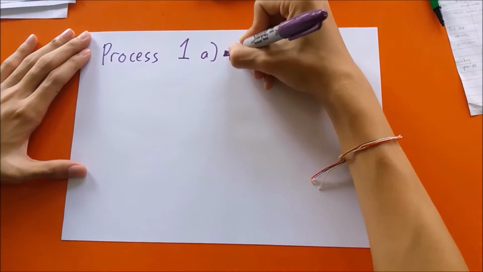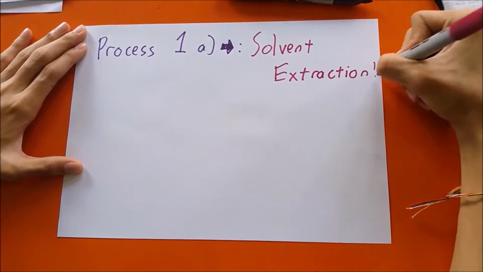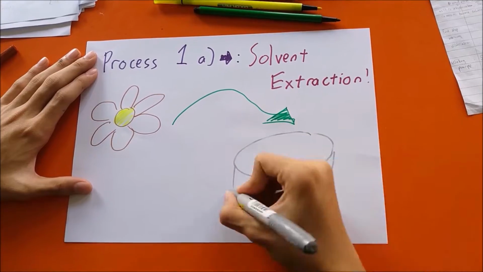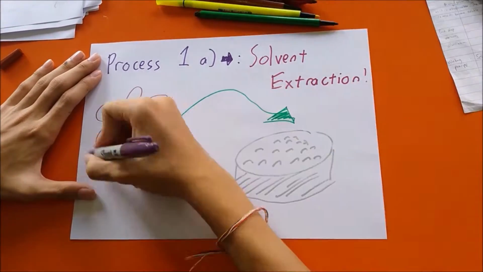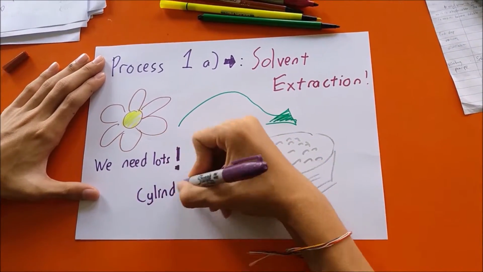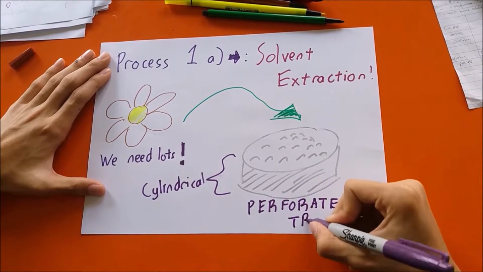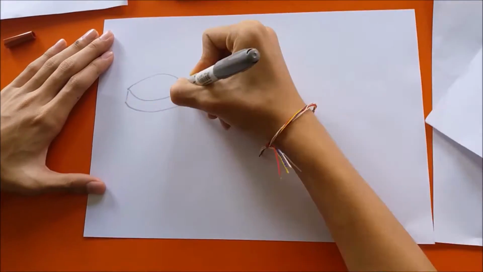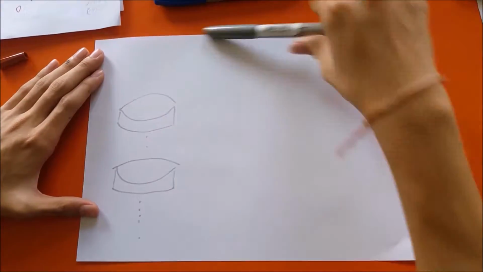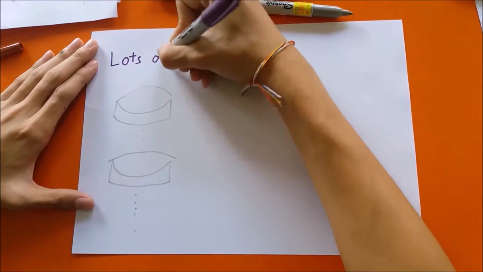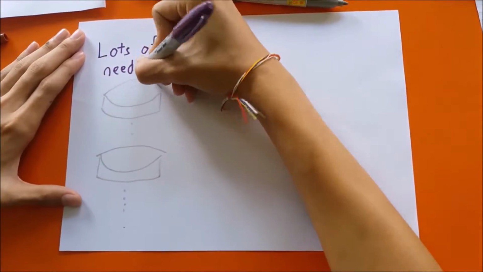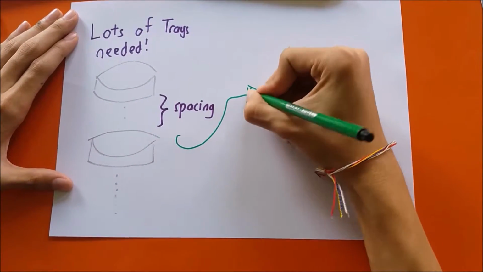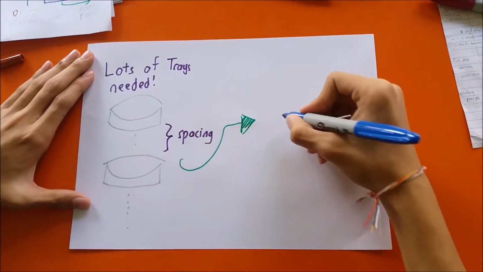We will start with process 1A, which is solvent extraction. As you can see right here, all of the jasmine flowers will be collected and placed in a cylindrical basket of perforated trays. Concrete is produced by extraction in static extractors, and these extractors have many perforated trays so that the flowers do not get crushed by their own weight. There is a spacer for each tray to predetermine the number and distance between the trays.